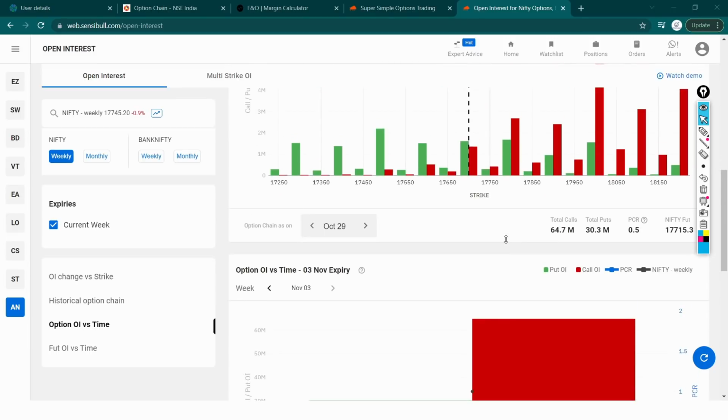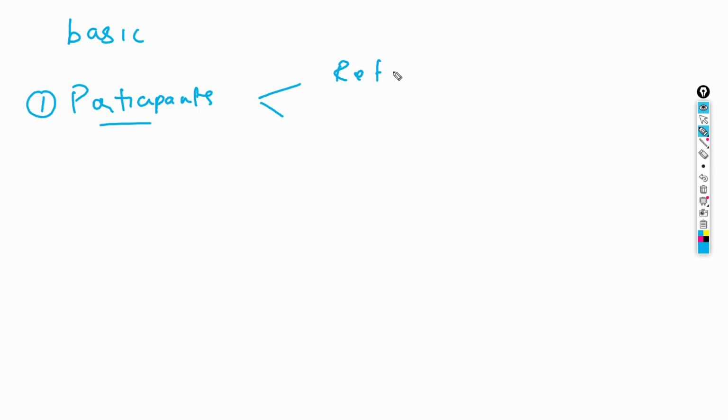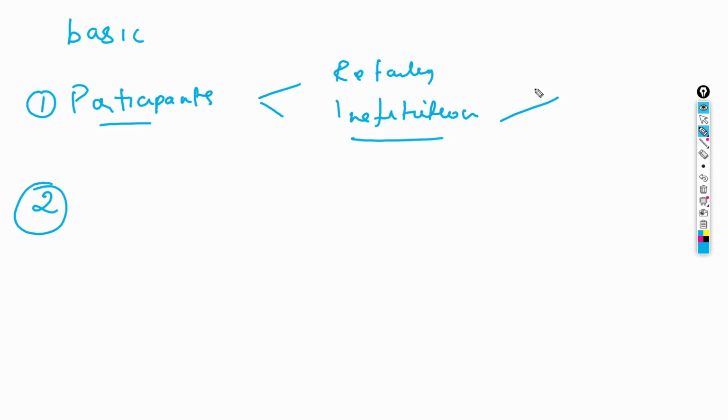So this is the whole data as to how you can read, and as I told you, this is just the basics video. So what we covered today is the basics of OI. So we understood the participants. We discussed the participants in the market, retailers as well as institutions. Second, we also discussed on whose side we should always think. It is always on the side of the institution. So this is just a summary of what we have discussed.